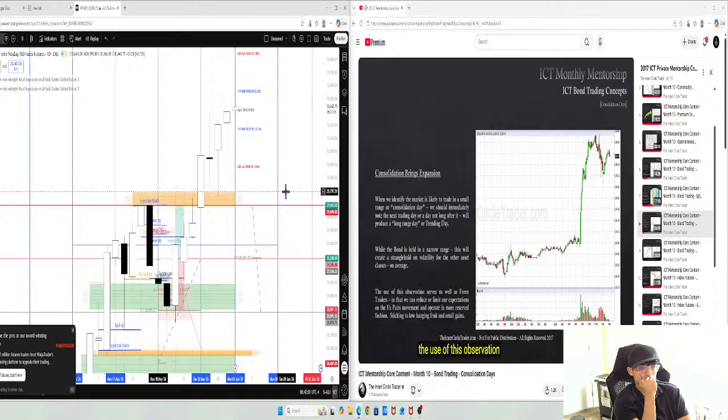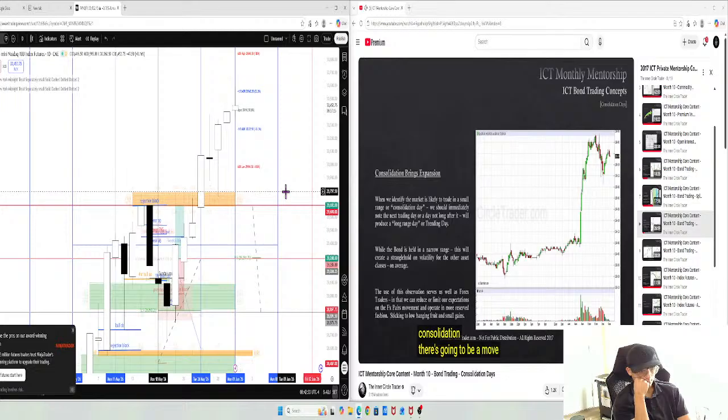The use of this observation serves us well as Forex traders, in that we can reduce or limit our expectations on FX pairs' movement and operate in a more reserved fashion, sticking to low-hanging fruit and small gains. If you've studied the bond market, as I indicated today in a live session, we should be relieved, at least, to know this is the reason why the markets have been rather fickle, because the bond market as a whole has been in a range-bound consolidation.